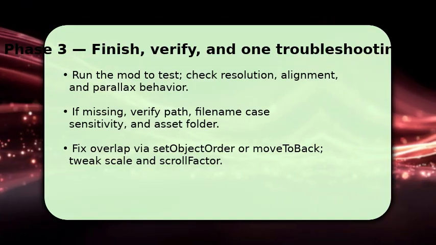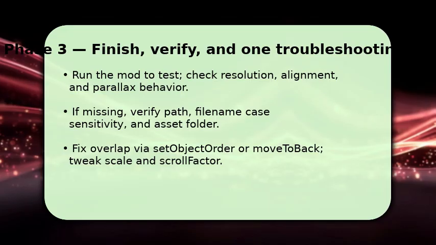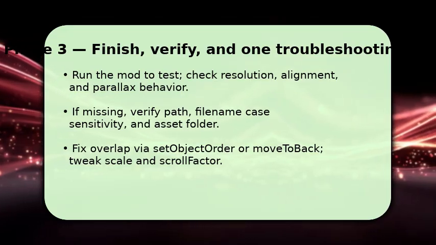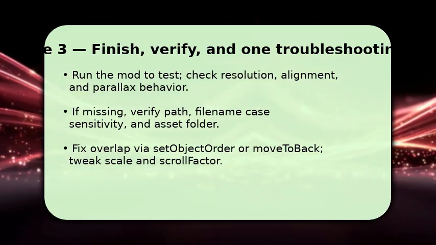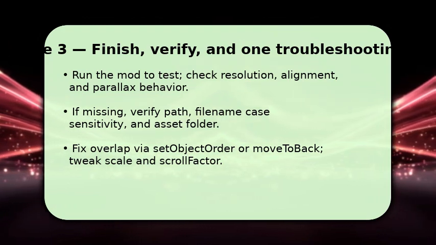If it appears but is layered wrong, use setObjectOrder or moveToBack to reorder it. If parallax looks off, tweak scroll factor and scale until it sits naturally with characters and foreground elements.